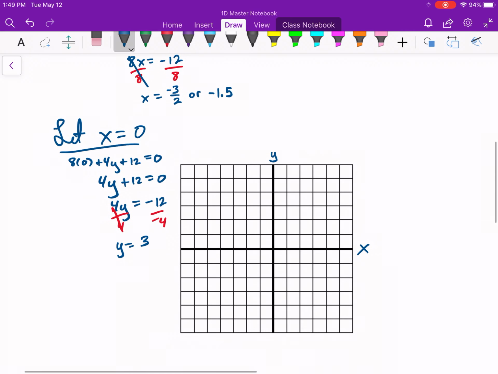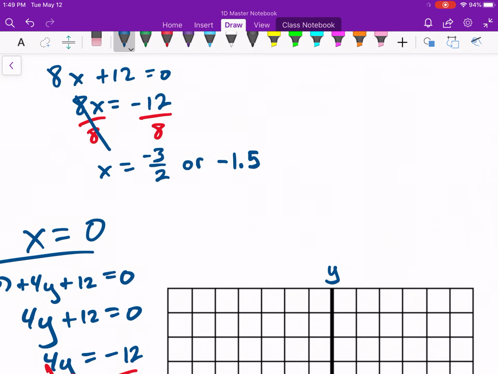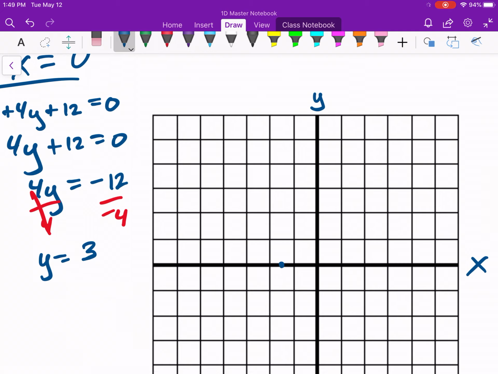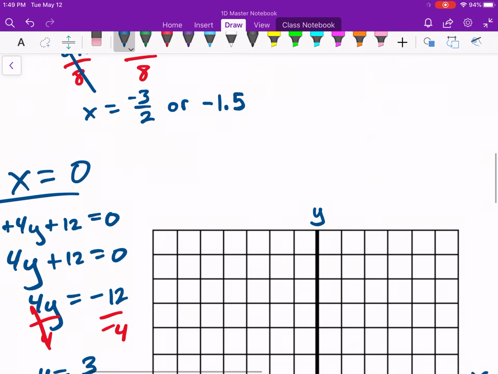Now I've got my x-intercept and my y-intercept, and remember these are ordered pairs. My x-intercept is negative 1.5 on the x-axis. So that'd be about here. Again, if I just assume my scale is going up or down by 1s, there's negative 1.5. I could think of it as an ordered pair. It would be negative 1.5 and 0, because we let y equal 0.